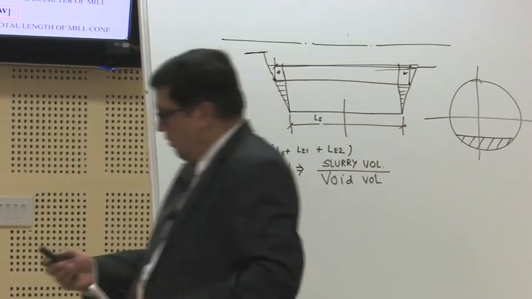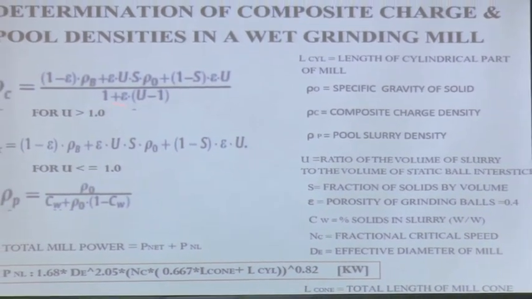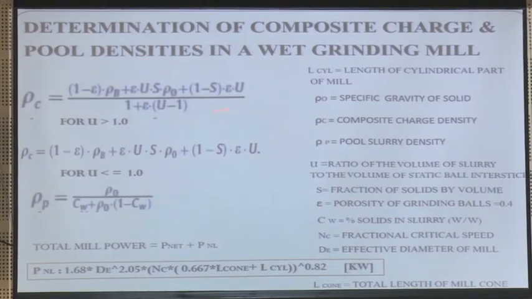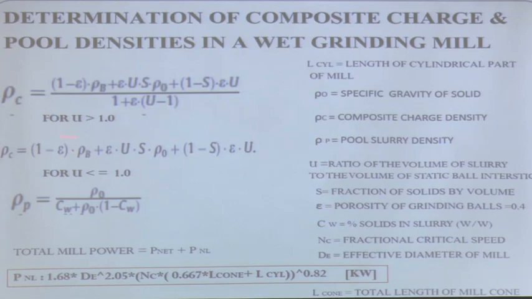But for U greater than 1, this is the composite charge density. For U less than 1, this is the one where void volume is more, and this is the slurry pool volume. You have only solids, only slurry to deal with. There is no steel ball, nothing is coming there. Okay.